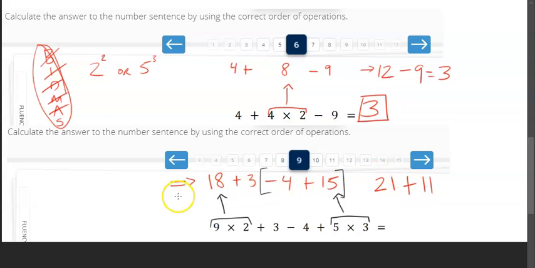Positive 11. So the 18 plus 3 is where we get our 21. And our negative 4 plus 15 is where we get our plus 11. 21 plus 11 is 32.